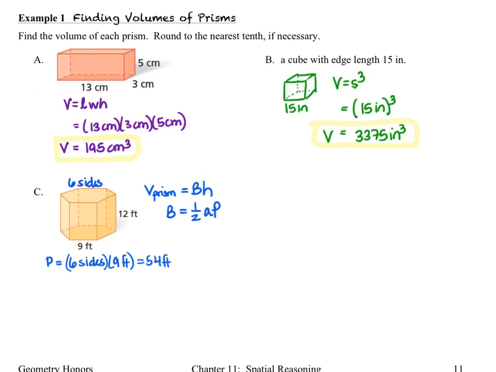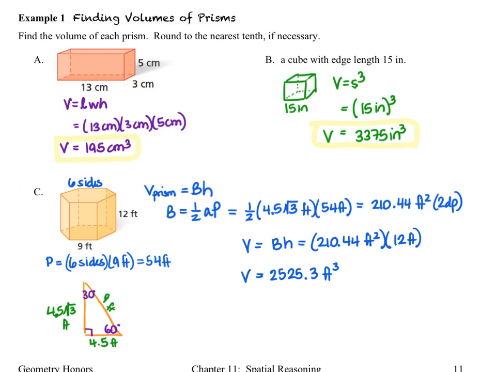And that gives us, when we cut one of those triangles in half, a 30, 60, 90 triangle. So the length of the apothem is going to be half the length of the side of the hexagon. So in our case, half of 9 feet, 4.5 feet, times the square root of 3 because it created a 30, 60, 90 triangle. Now let's substitute into our formula. So we had to work for it a little bit, but we finally found the volume of our hexagonal prism, 2,525.3 cubic feet, because we were specifically told to round to the nearest tenth if necessary.